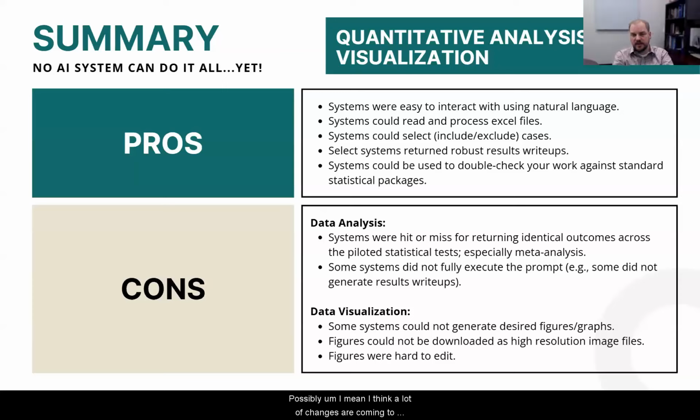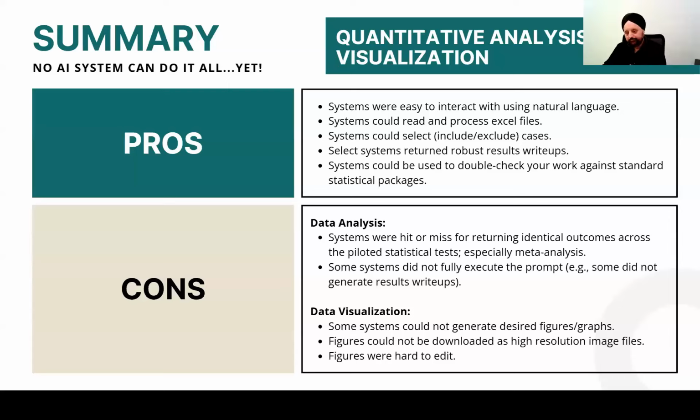Possibly. I think a lot of changes are coming to the world of academic publishing, not just submission of possible data sets, but also maybe even AI being the first pass reviewer, right? So I think the sky is sort of the limit right now for what some of these things can do and what the future might entail.